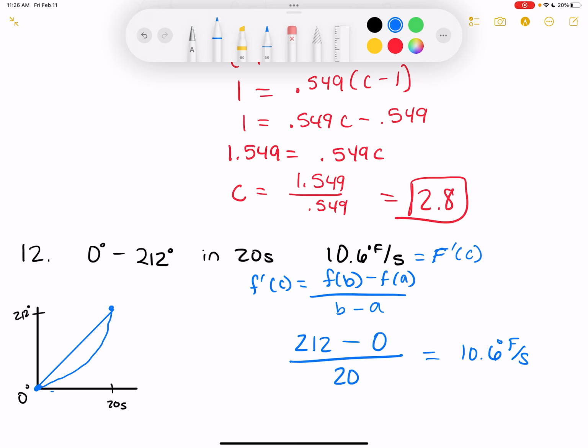So x is our time, so 0 to 20 seconds. At 20 seconds, it's 212. At 0 seconds, it's at 0 degrees. And the total time, b minus a, would be 20 minus 0, or just 20.